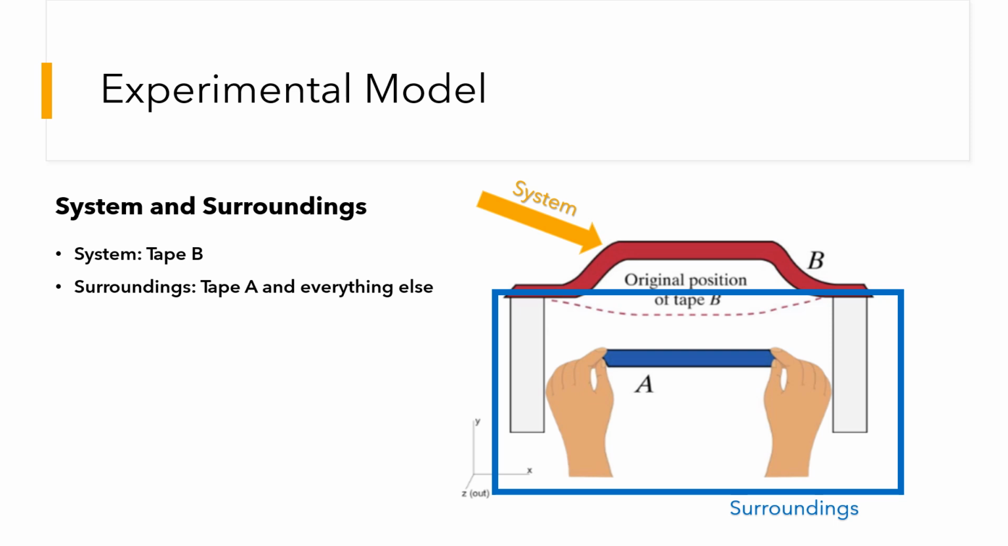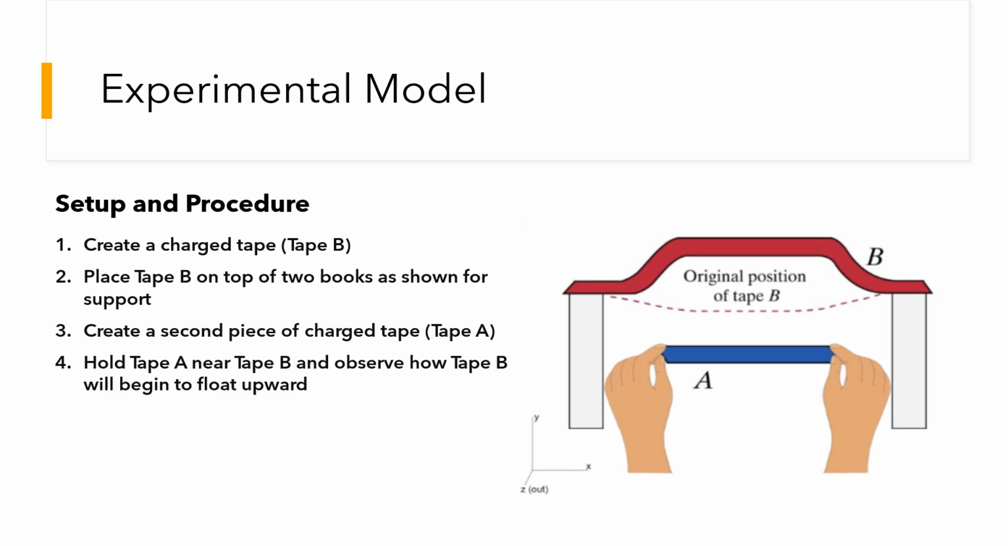In this lab, the system is tape B and its surroundings are tape A and any other objects used to support the charged tape. In this setup shown below, I first created a charged tape, tape B, by layering two pieces of tape onto each other and pulling the top tape off in a quick motion. Then I suspended tape B across two neutrally charged books for support. I then created a second piece of charged tape, tape A, and held tape A near tape B to observe the suspended tape float upwards. Then I measured and recorded the distance that tape B moved.